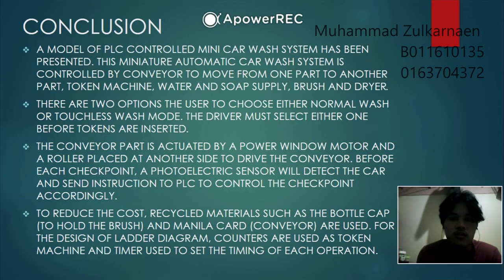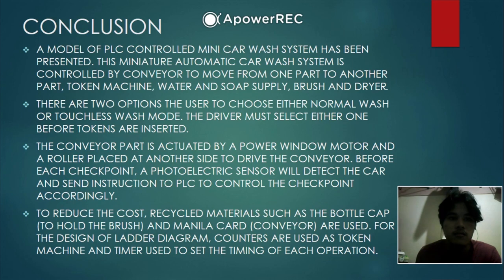A model of the PLC-controlled mini car wash system has been presented. This miniature automatic car wash system is controlled by a conveyor to move the car from one part to another part. It also has a second machine for water and soap supply, brush and dryer. There are two options, where the user chooses either normal wash or touchless wash mode. The driver must select either one before tokens are inserted.